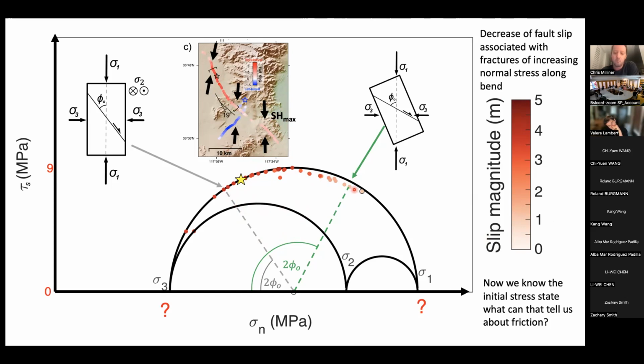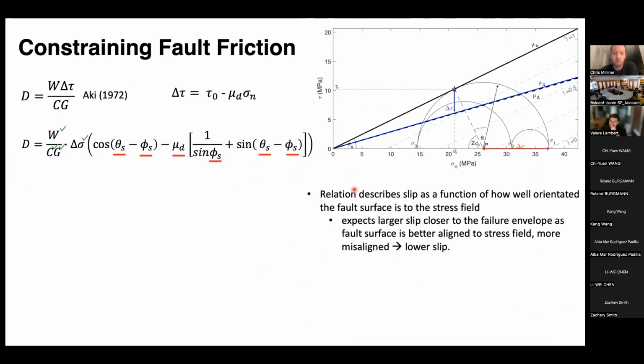And so what we can then do is, now we've related the slip magnitude to the initial stresses, we can then start to try and constrain the frictional properties. So Valera, to answer your question, this is the original Aki equation, and we've done some work to then introduce the effect of the fault orientation with that stress drop. So specifically with the initial stresses. So that's why we have all these geometrical terms here.